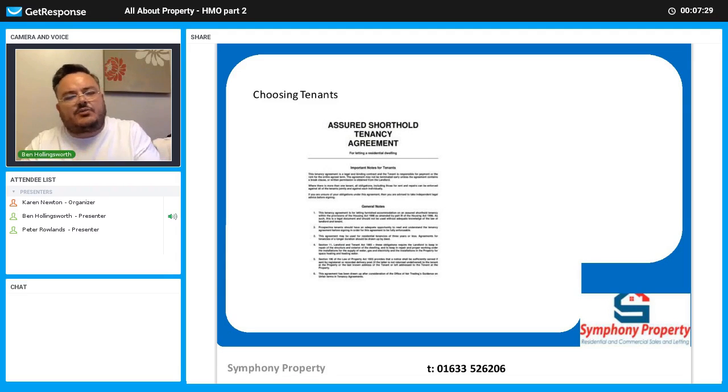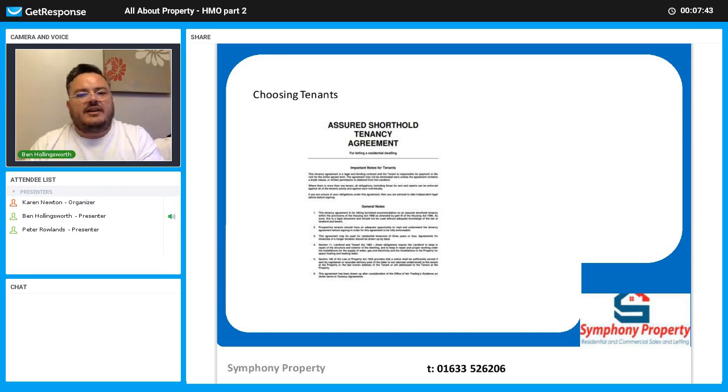So always have a degree of separation and don't go for a block rental in one particular HMO. It's fine to say, right, let's put 2 people in this house, 2 people in the house down the road, and so on and so forth. So that's really, really important.